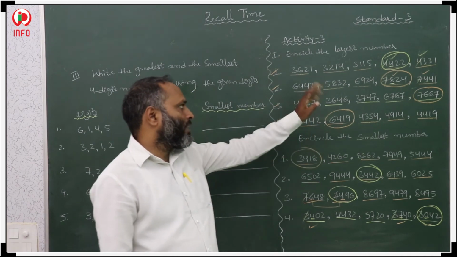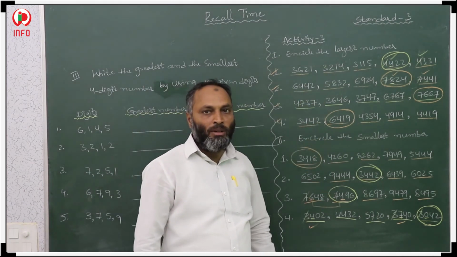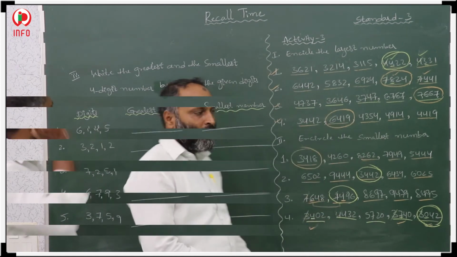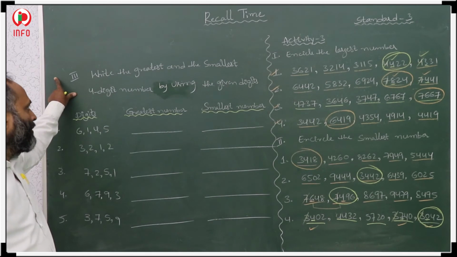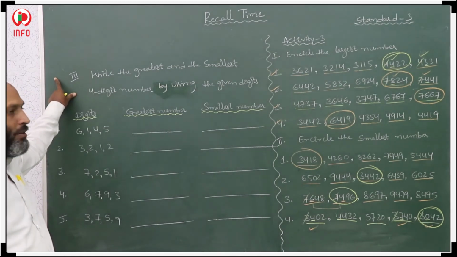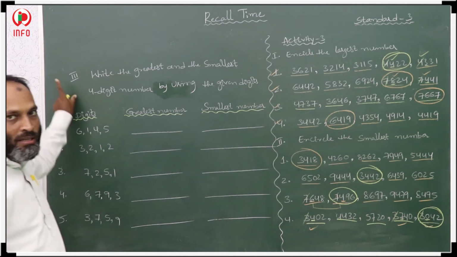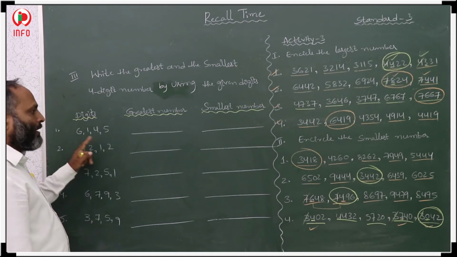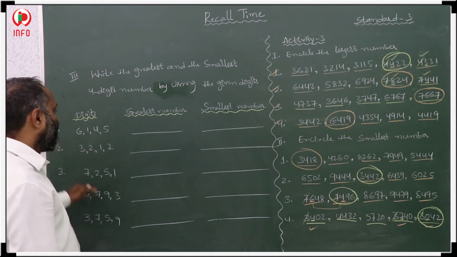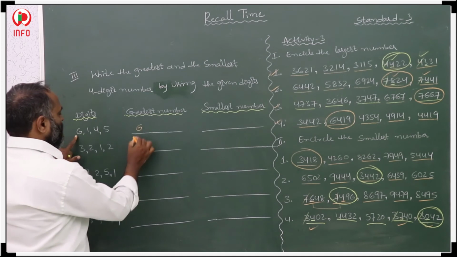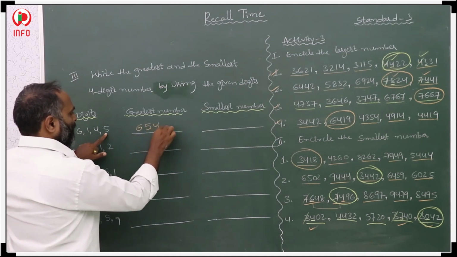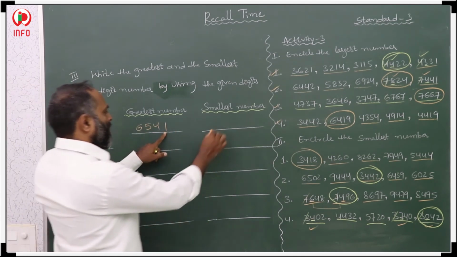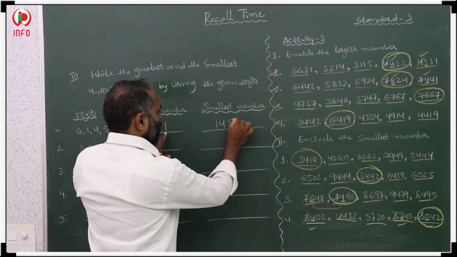So in this way we have to circle the smallest and largest numbers. We compare from left to right and we circle it. Here the third part is to write the greatest and smallest 4-digit number by using the digits. In the same way as we just discussed for 3 digits, in 4 digits also the same. For the greatest number we have to write in descending order. Descending order means first we take the bigger number: 6, 5, 4, 1. This is the greatest number. The smallest number, in the reverse order, we have to write 1, 4, 5, 6.